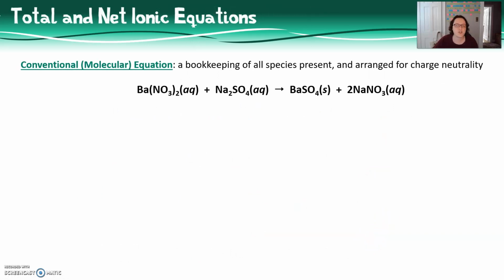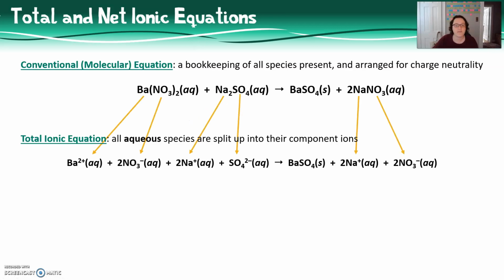And this time we'll start with the balanced complete molecular equation for the precipitation reaction and determine the net ionic equation from this starting point. The first step is to consider that all aqueous compounds in the reaction exist as ions in solution. So we rewrite the reaction in a way that better represents how the compounds actually exist, and we call this the total ionic equation or reaction.